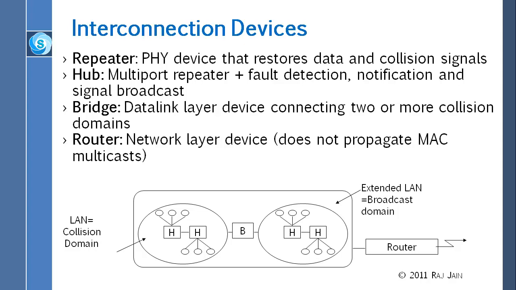Okay, so again one more time. Hub and the repeater are layer 1. Repeater is just 2 port. Hub is multi-port. Right? So here is a picture here.